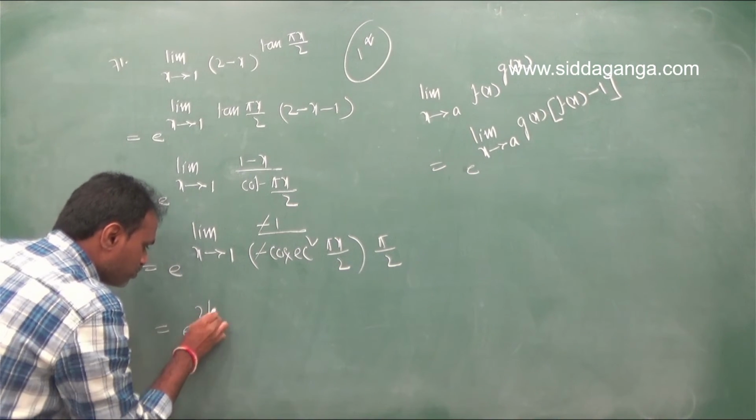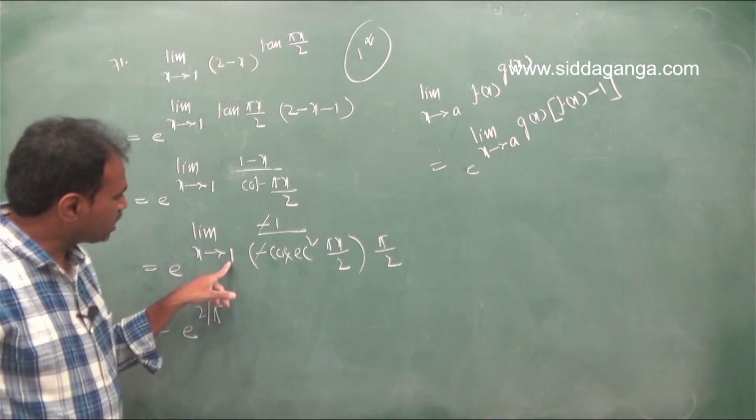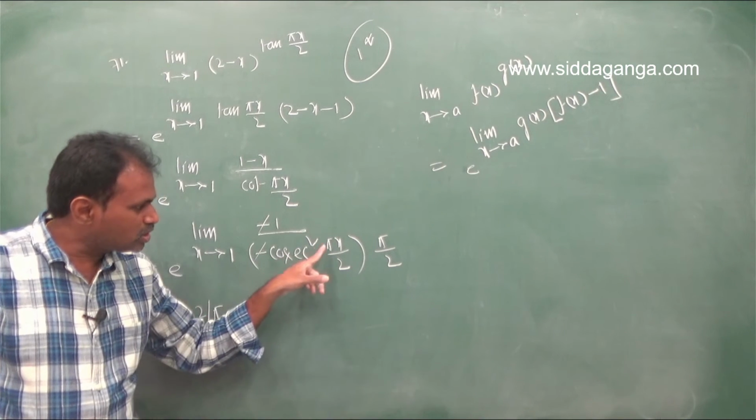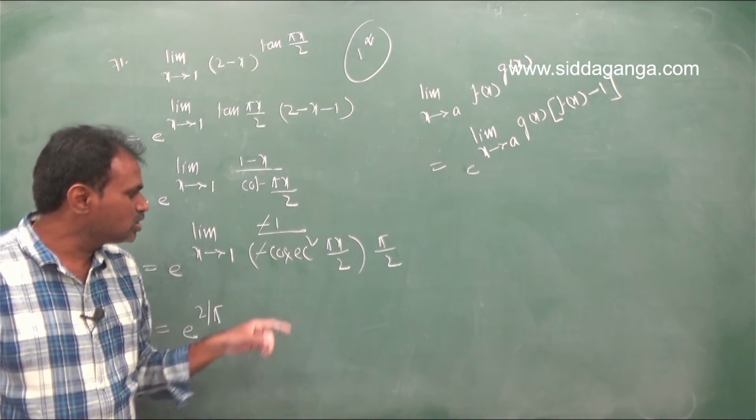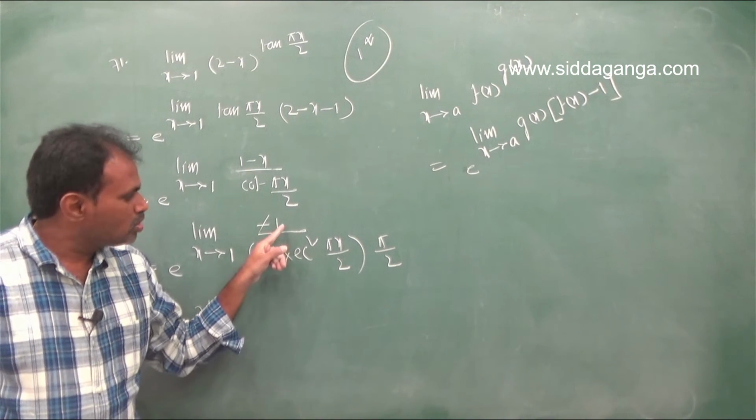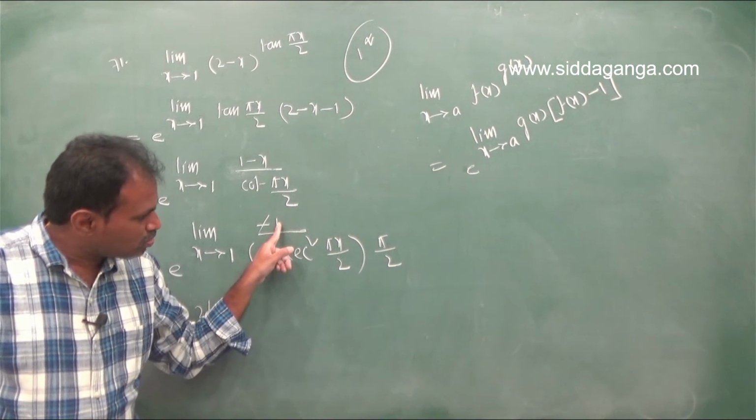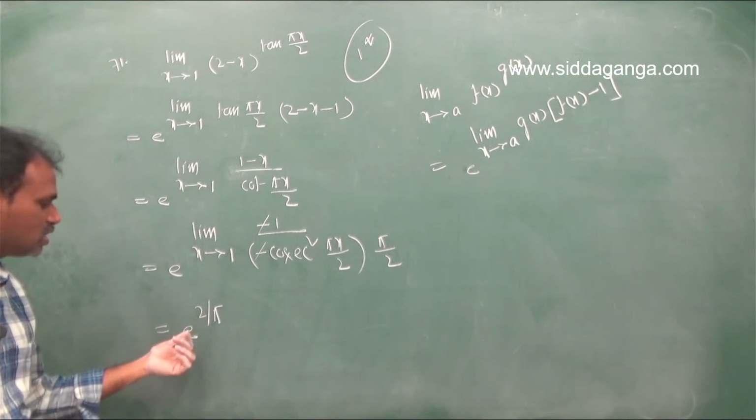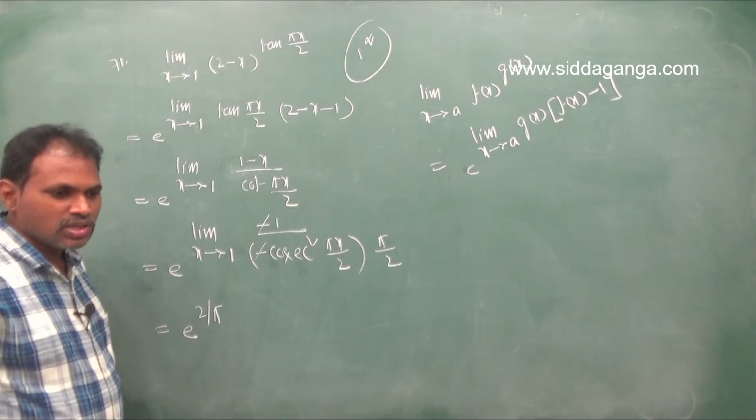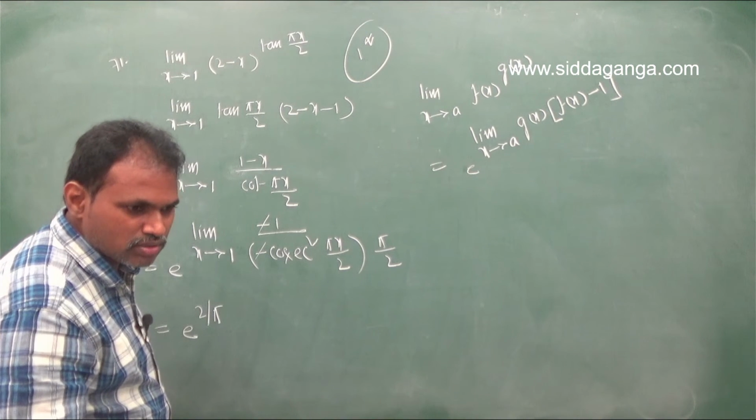If you put x equal to 1, we get 1 by cosecant square of pi by 2 into pi by 2. The value of cosecant of pi by 2 is 1, therefore 1 square means 1. So 1 by pi by 2, the reverse of pi by 2, is 2 by pi. Therefore, e power 2 by pi is the answer. Therefore, option 3 is right.